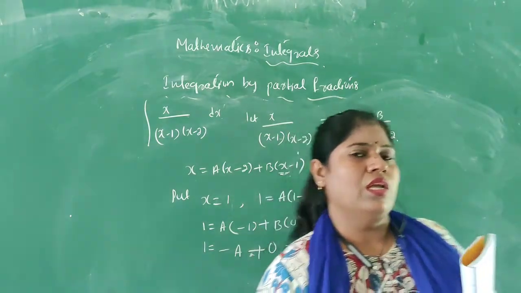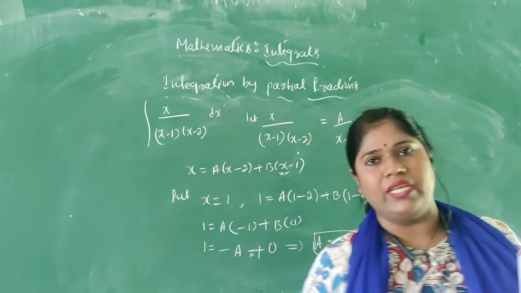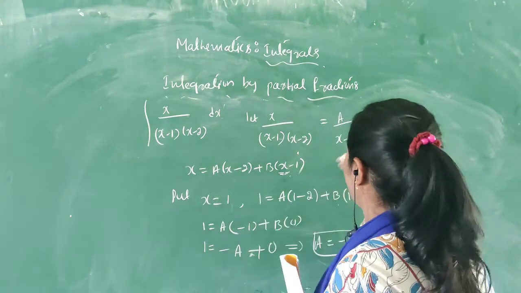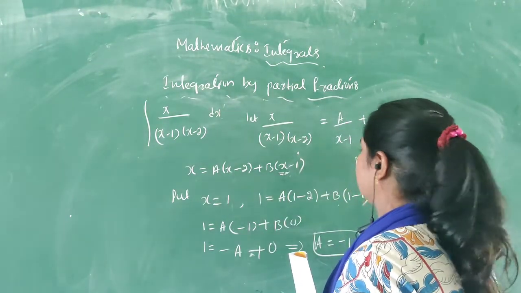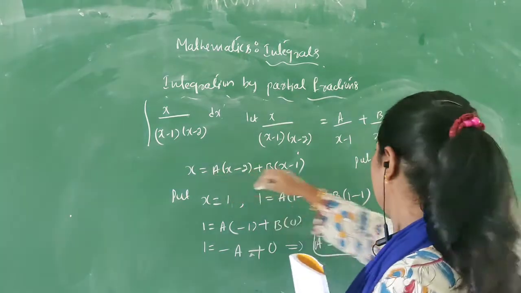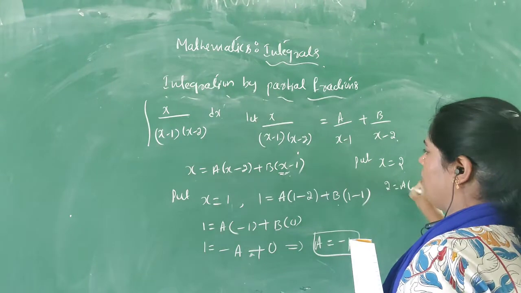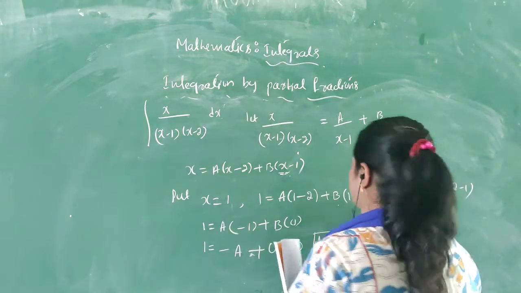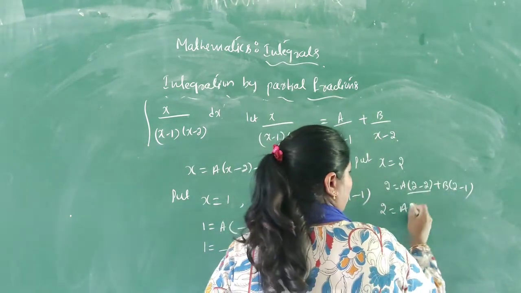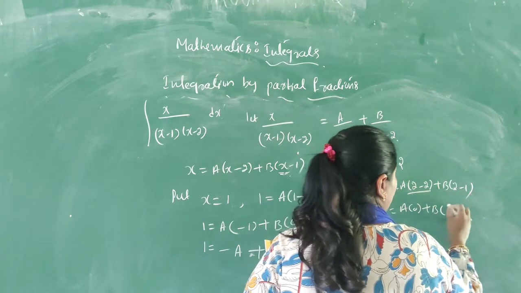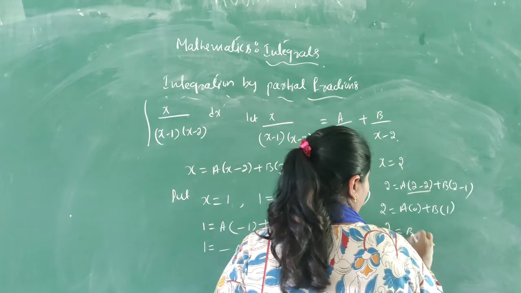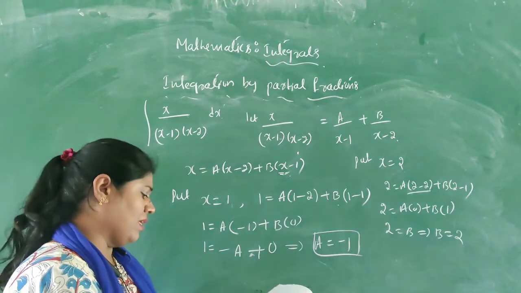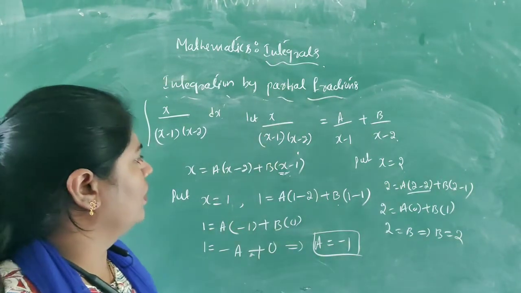Next we have to find out the value of b. How is it going to be? To get the value of b, this has to be 0. For that, put x is equals to 2 in this equation. So you will get 2 is equals to a of 2 minus 2 plus b of 2 minus 1. So this is going to be 0 plus b of 2 minus 1, which is 1. So 2 is equals to b, which implies b is equals to 2. We have got a is equals to minus 1 and b is equals to 2. You understood this one?